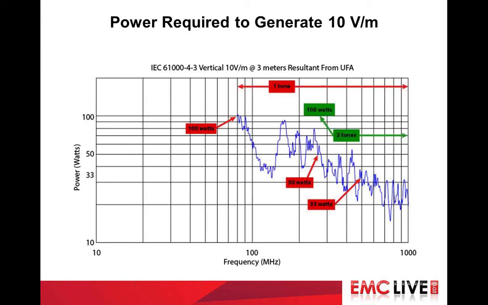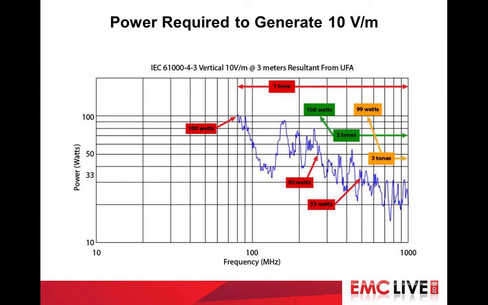If 2 tones were generated, we require 100 watts of average power. At 280 megahertz, using 2 tones, it requires 100 watts of forward power to generate a field strength of 10 volts per meter. Since a 120 watt amplifier is used, you have enough marginal power to generate 2 tones from 280 megahertz to 1 gigahertz. Again, it's due to the efficiency of the horn antenna at the upper part of the band.